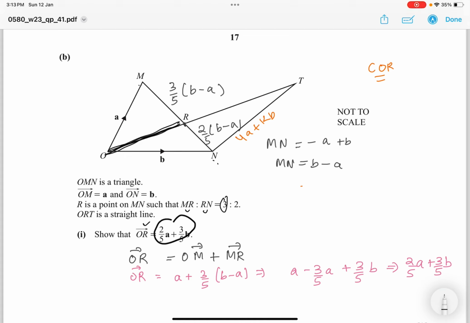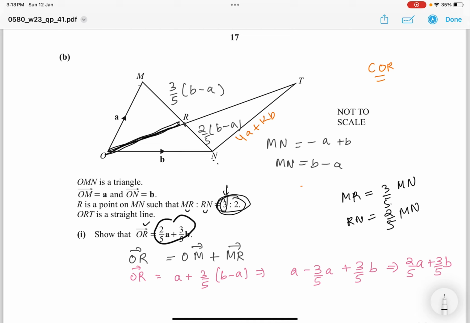So, this means that MR equals 3/5 of MN. How can I say 3/5? Because total parts are 5, 3 plus 2, and MR is 3 parts, or we can say it is 3 parts out of 5. Out of those 5 parts, MR is 3. So MR is 3/5, and RN is 2/5 of MN.